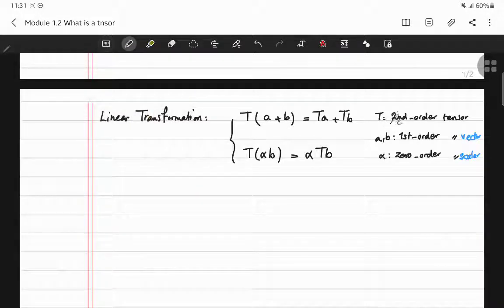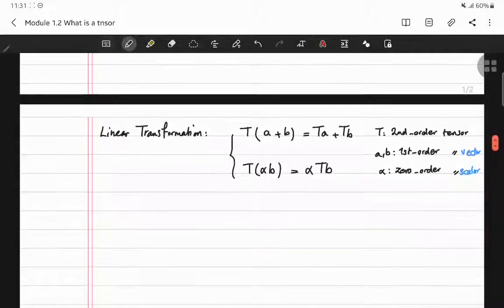So here you notice that I can call T a transformation, which is a second order tensor. It acted on A and B, and it gets TA plus TB, so it is a linear transformation. It also acts on alpha multiplied by B, where B is again a vector or a first order tensor, and it gives alpha TB. So the order of multiplication is not important.